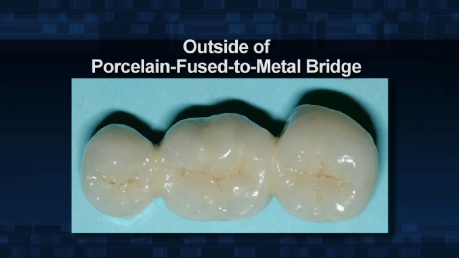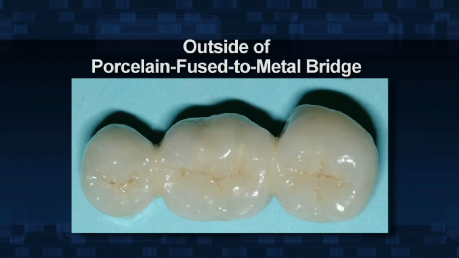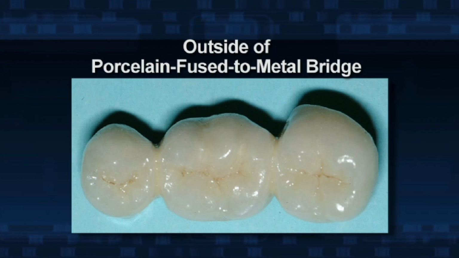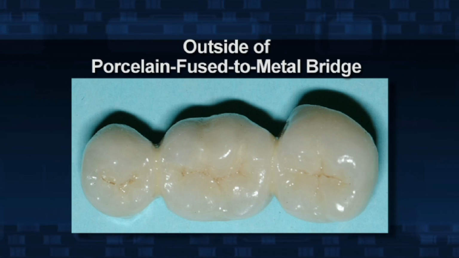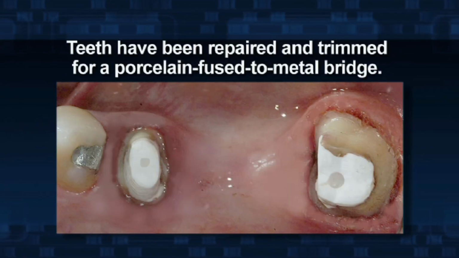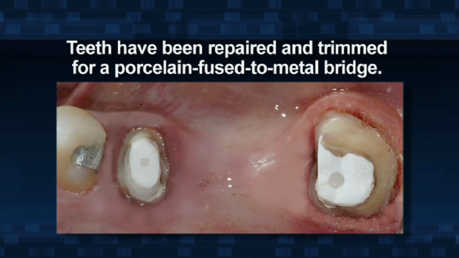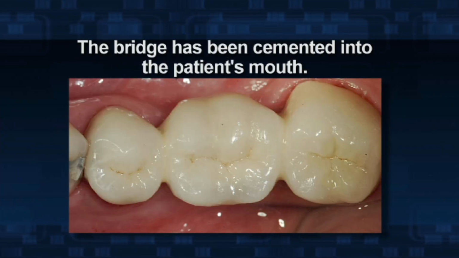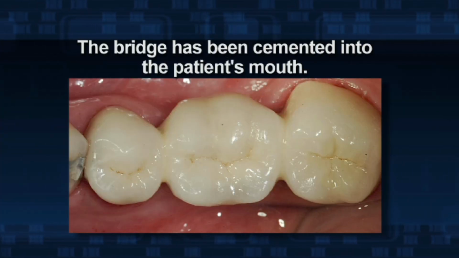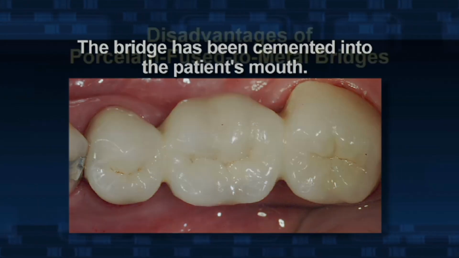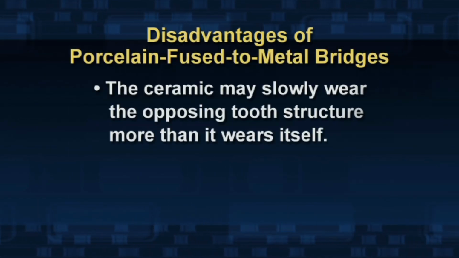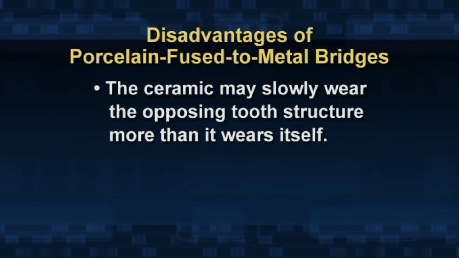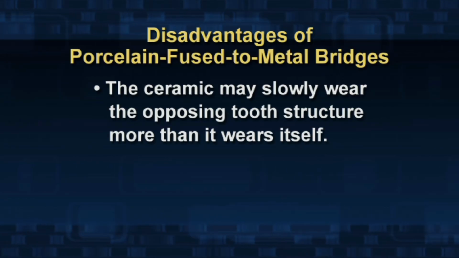The chewing surface of the bridge has the anatomical characteristics, grooves, and minute stains that make the bridge look just like a natural tooth. The teeth to support the bridge have been repaired and trimmed down by the dentist. And the final cemented bridge is both strong and beautiful. It has only a few disadvantages. The ceramic may slowly wear the opposing tooth structure on the other arch more than it wears itself, but this is not a major point in most situations.